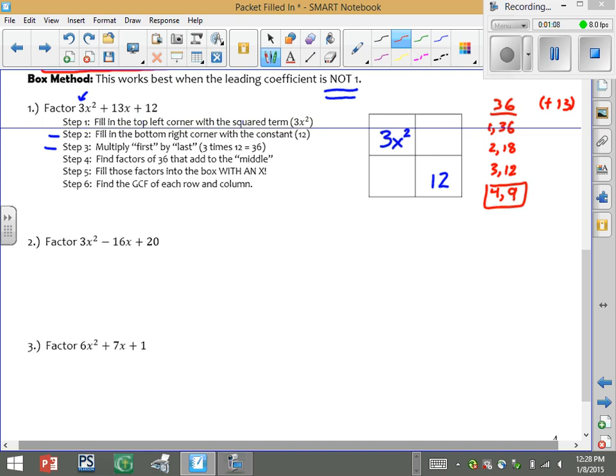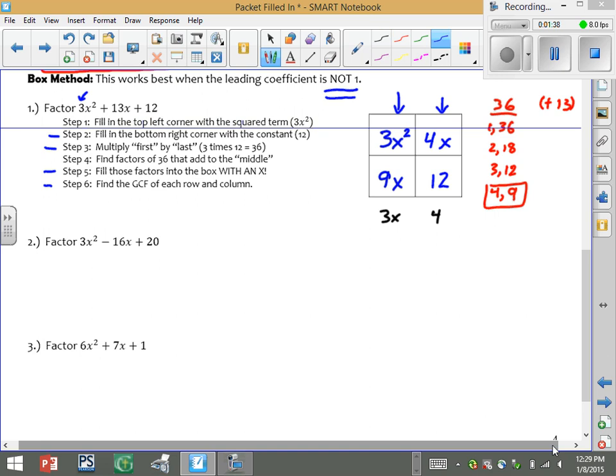So now we go back to our checklist. At step 5, we put those factors into the missing pieces of the box with an x. So 4x, 9x. Now we want to find the GCF of each column and each row. We're going to go down this column. The GCF of 3x squared and 9x is 3x. The GCF of 4x and 12 is 4.